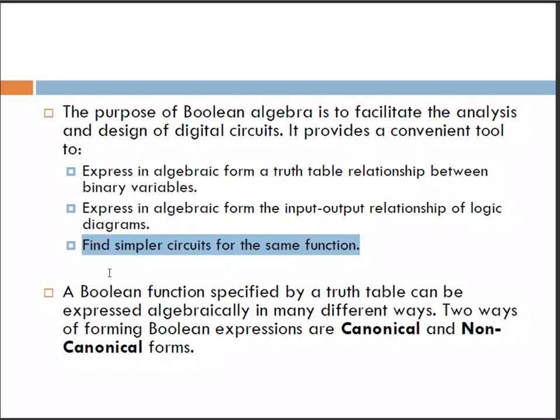This is the key. A Boolean function specified by a truth table can be expressed algebraically in many different ways. Two ways of forming a Boolean expression are canonical and non-canonical form, as you have already explained. Canonical should have all variables in each term, but in non-canonical form, there is no need of having all variables.